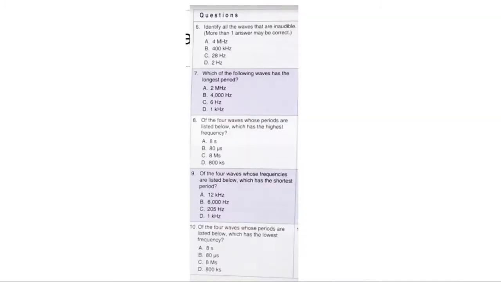Okay, so this is identify the waves that are inaudible. And more than one answer may be correct. Oh, wow, that's a tricky one. Okay. I guess you get to vote multiple times, and it's going to be kind of hard to grade. Well, I don't know. Wow.